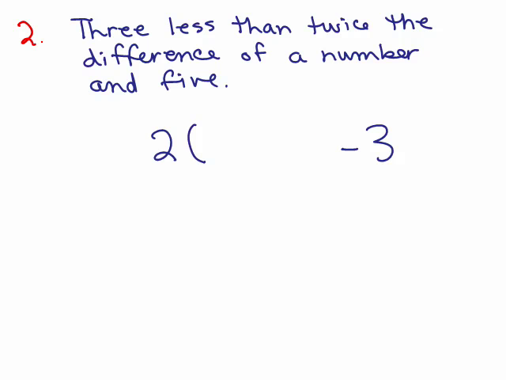So, I'm doing 2 times something where there's a difference. Difference means subtract. Okay, so we look at the difference of a number and 5, right? It's broken up by the word and. So after the word and is 5. So that goes after the minus sign. And the first part is just the number, which we'll call x. So that's the literal translation, 2 parentheses x minus 5 minus 3.